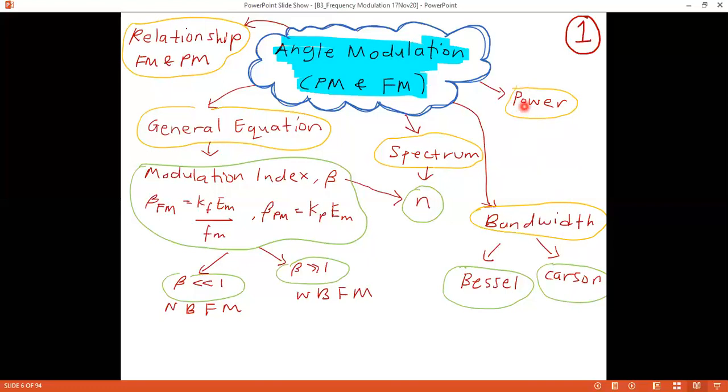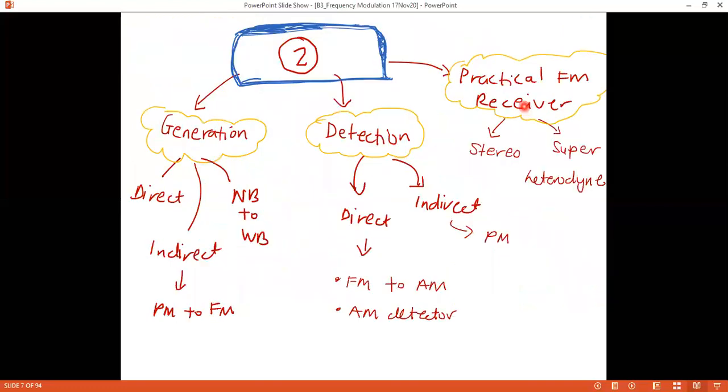So this is the overview for the first part. And the second part of chapter 3 will be covered next week. It's very similar in terms of the overall flow from generation, detection, and practical FM receiver. Similar to AM, we also have the direct and indirect methods for generation and detection. But for generation, we have an additional topic, which is how to generate wideband from narrowband.